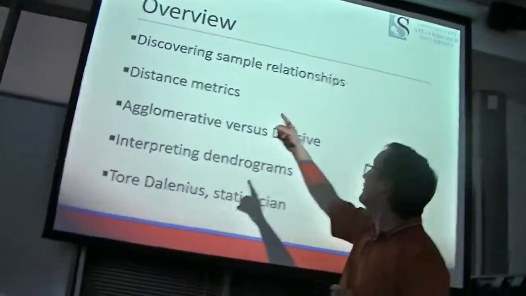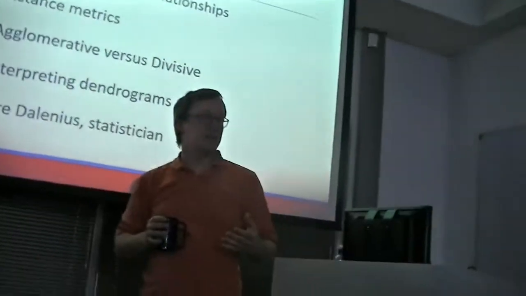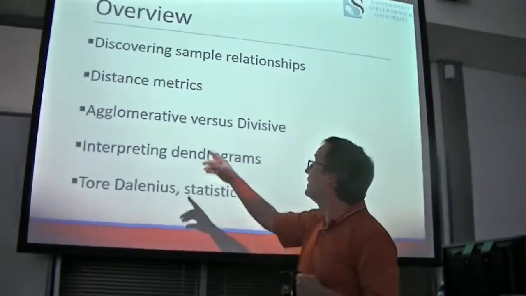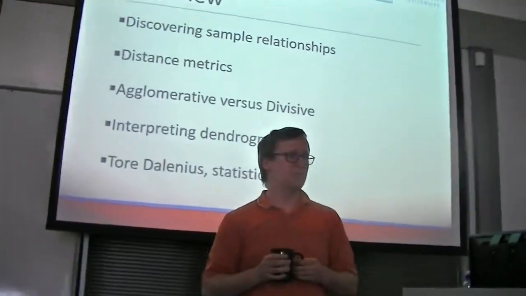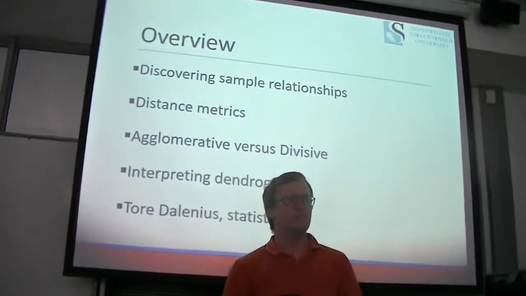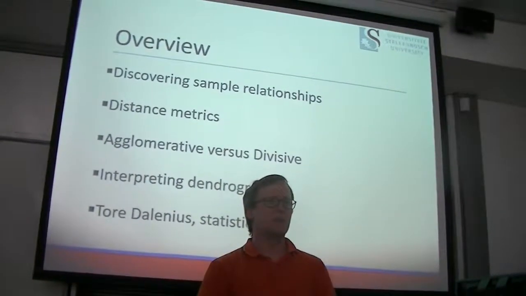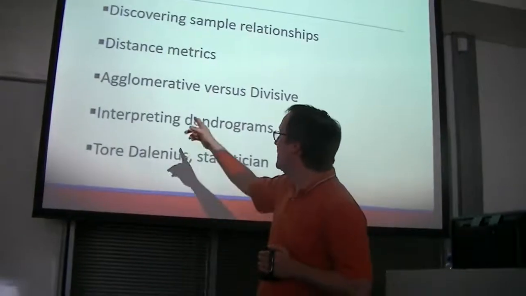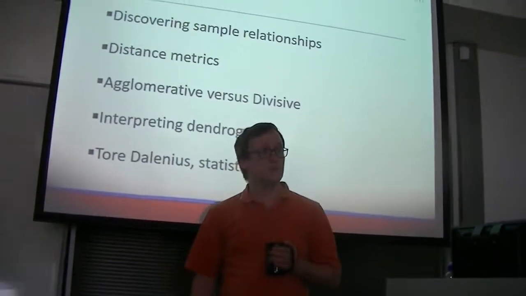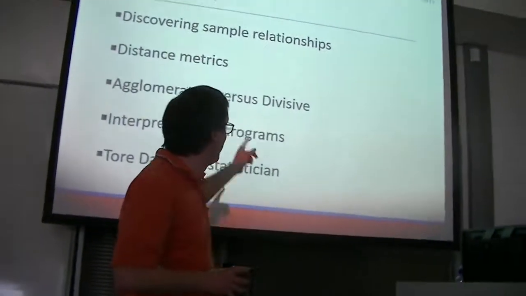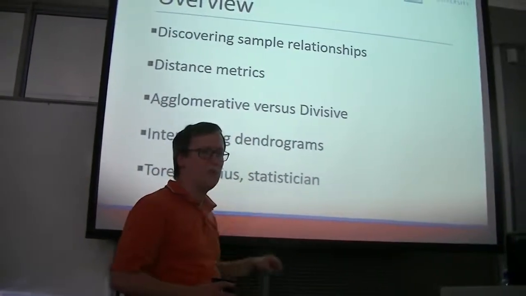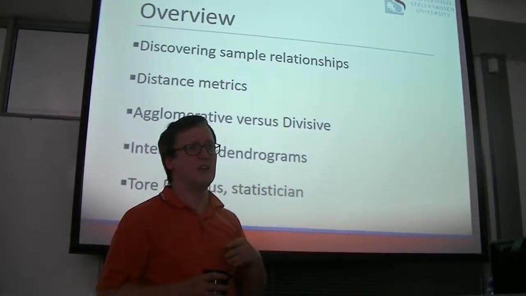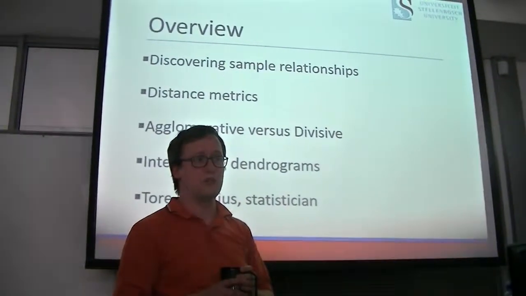So we're going to talk about the need for clustering, why people end up using it, so discovering the relationships among samples. We're going to talk about distance metrics, which is kind of an underappreciated area that we must discuss. The way that we decide which samples are most similar to each other. From there, we'll talk about this distinction between agglomerative and divisive clustering. We'll talk about one of the outputs that we frequently see from these clustering attempts called a dendrogram.